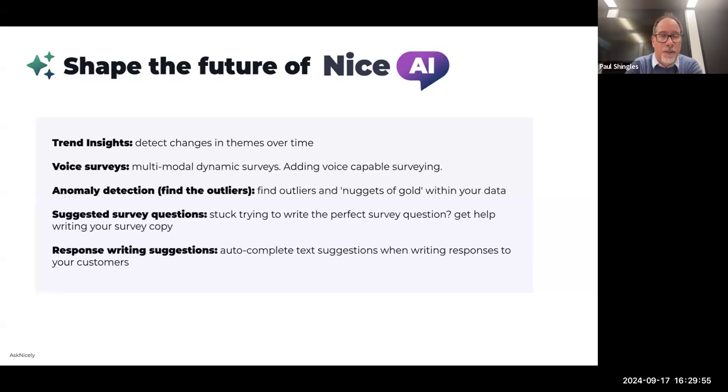Anomaly detection. The AI insights we've shared with you are great. They can tell you what's happening across the broad stroke of your business, and they can pick up the emerging, consistent themes. But sometimes you want to know the new themes. Sometimes you want to know the little issues that you don't necessarily know about, so you can get in front of them before they become a main theme within your organization. And we think we can use AI to help with that as well.